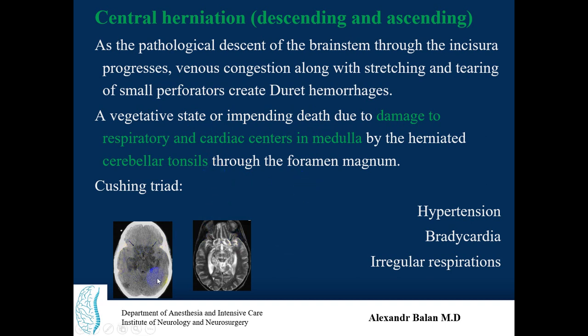As you see, the central part of the brain is pushing down the structures and compressing the brainstem, pons, and medulla through the foramen magnum. And of course some symptoms can appear, and together they create the Cushing triad: hypertension, bradycardia, and irregular respirations.